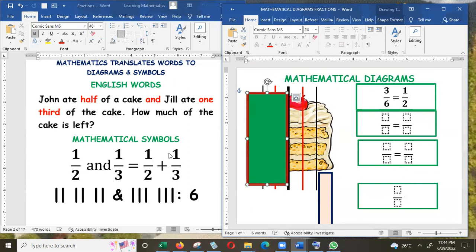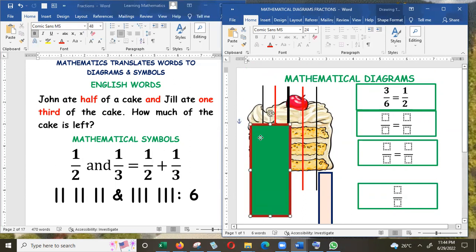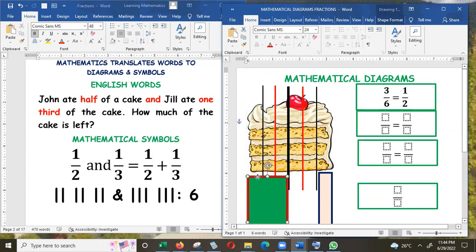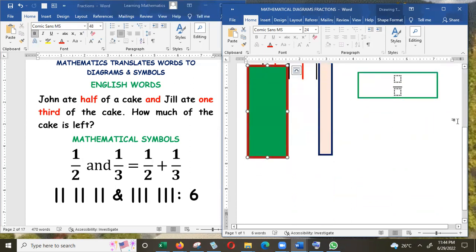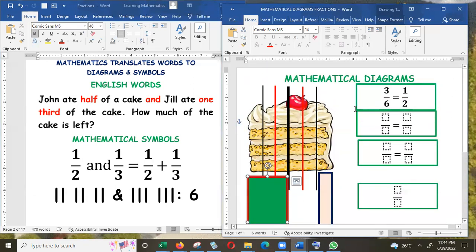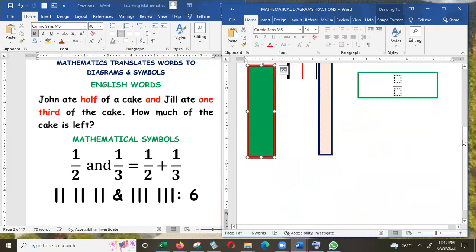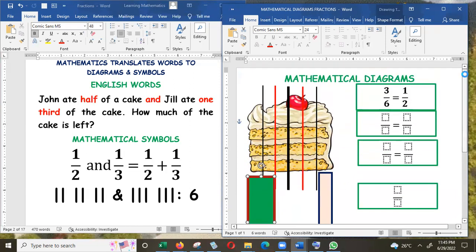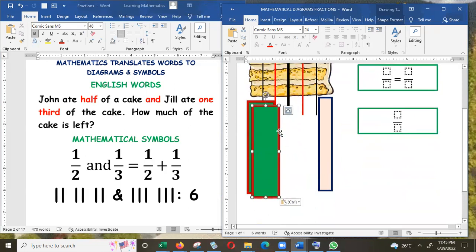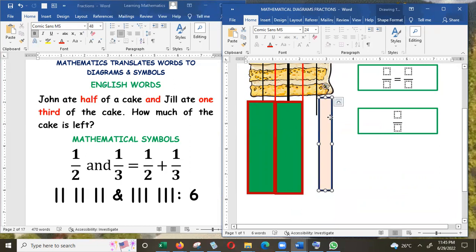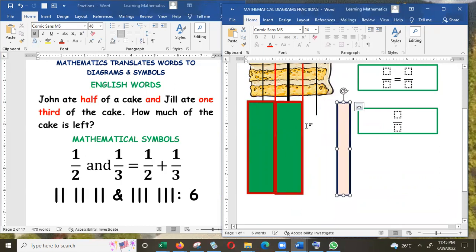Now, Jill ate 1/3. Now, 1/3, let's analyze the value of what 1/3 is. If we were to cut that cake into 3 equal slices, 1, 2, by the way, that's 1/6. That's the value, the size of 1/6.